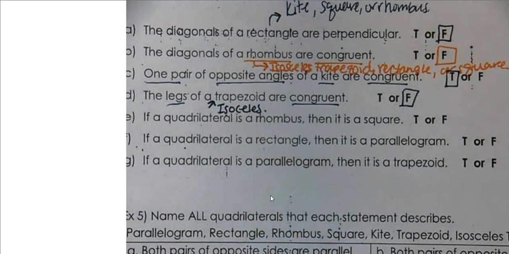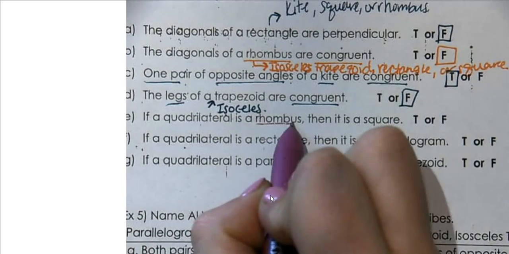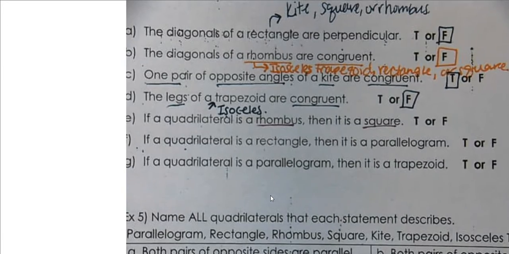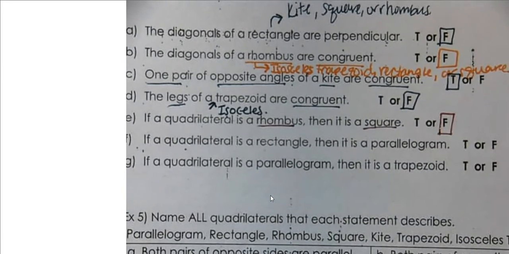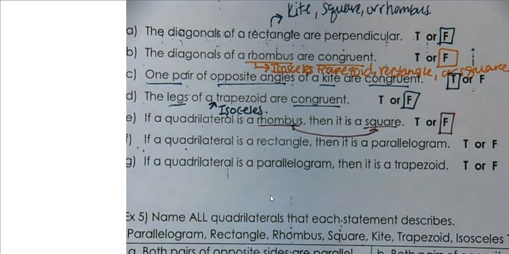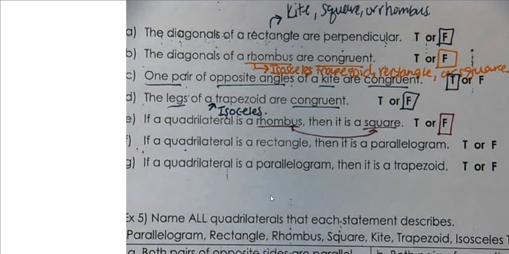Next, we have if a quadrilateral is a rhombus, then it is a square. A rhombus is only sometimes a square because it's going down the chart. But if this was flip-flopped, then the answer would have been true. If a quadrilateral is a square, then it is a rhombus.